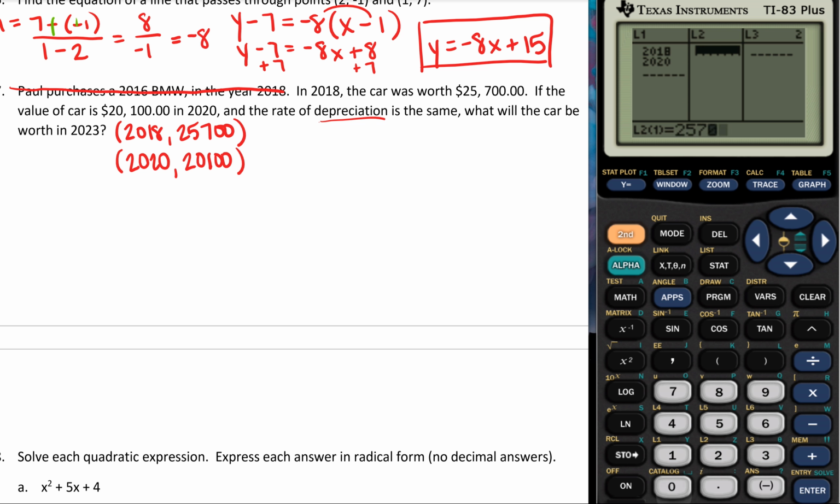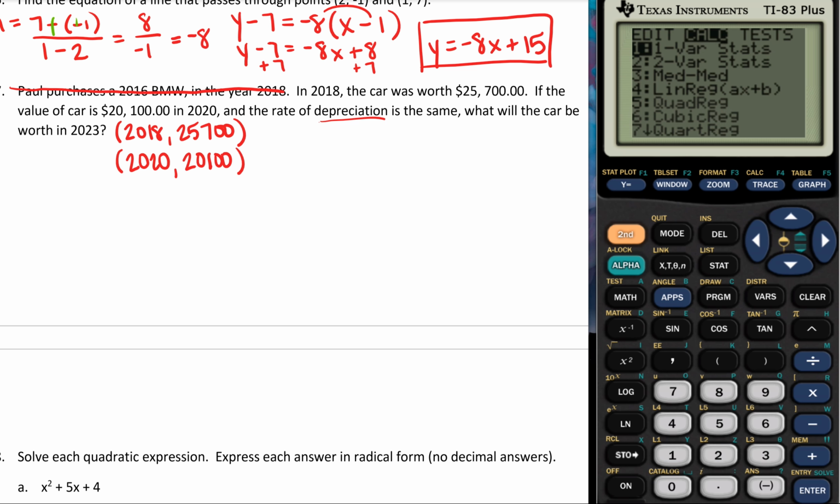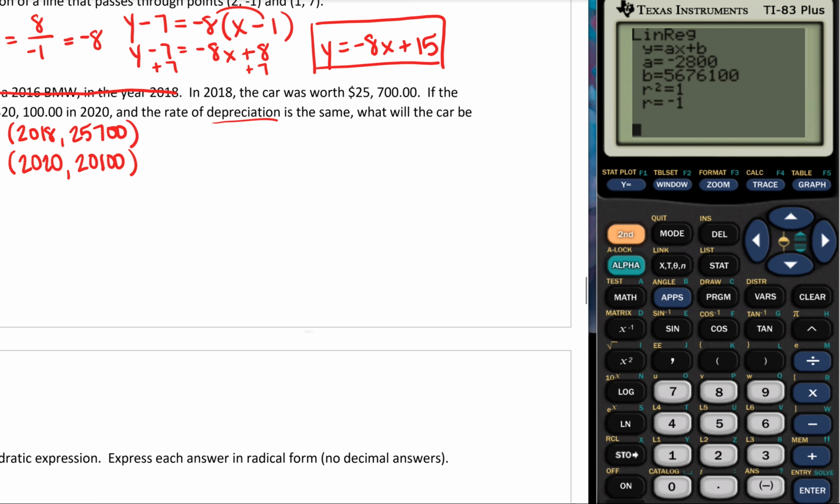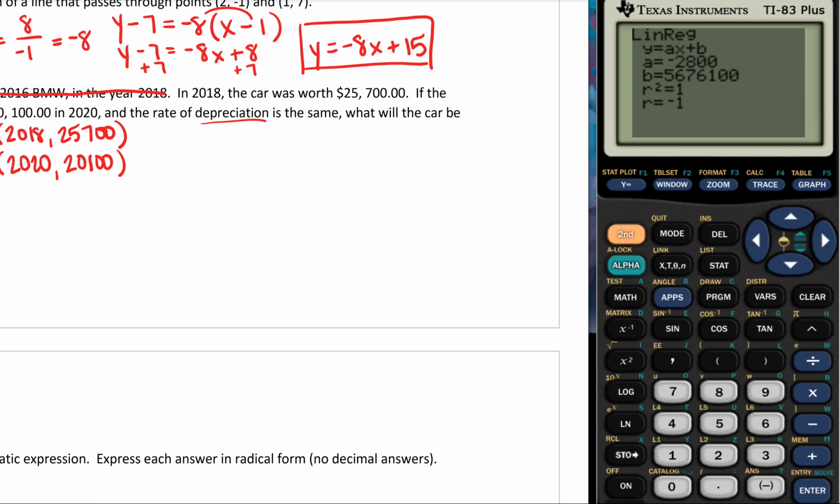2018, it was 25,700. 2020 was 2,100. We're going to do stat calc 4, and we're given our equation. We no longer have to calculate m. We don't have to calculate anything else. We just plug it into our calculator, and it's going to give us our equation.